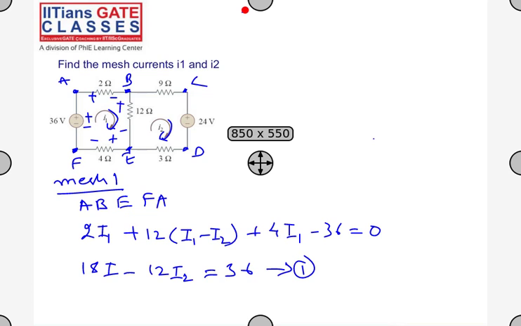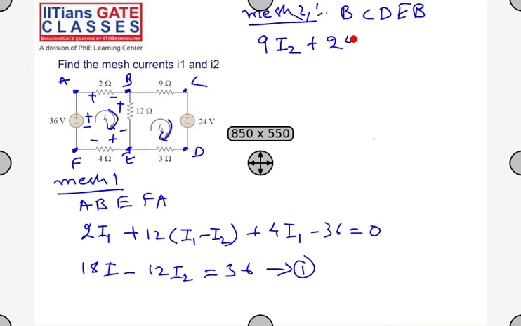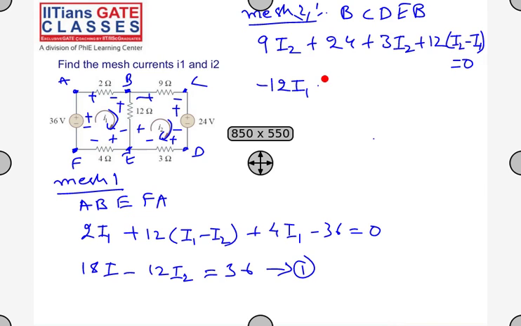So again, mesh 2. Mesh 2 is B, C, D, E, and back to B. Starting from B, tell me what is the mesh analysis equation? 9I2 plus 24 plus 3I2 plus 12 into, see again here the voltage drops are this way, so this will be 12 into I2 minus I1, is equal to 0. So from this, minus 12I1, you have 9 plus 3 is 12, plus 12 is 24, so 24I2 is equal to minus 24. So this is my equation 2.